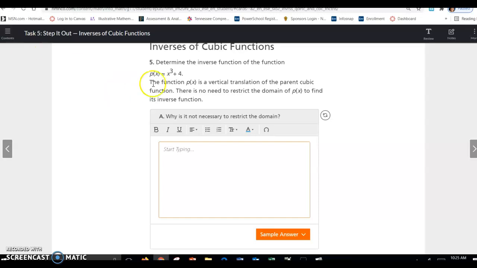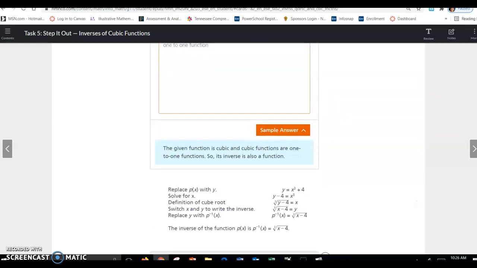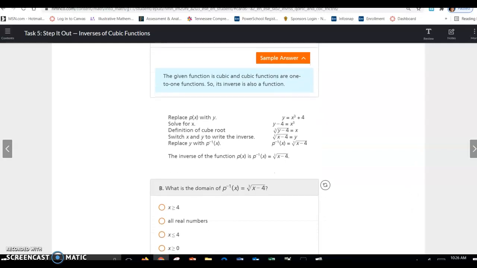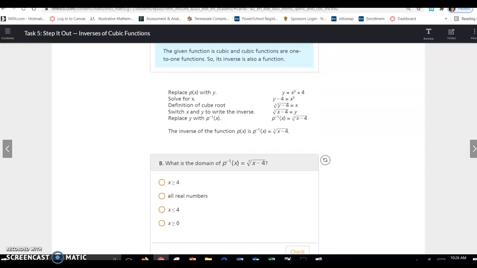All right, since this is a cubic function and the inverse is going to be a cube root function, both of those are functions. So that means it is a one-to-one function. All right, so replace p of x with y, solve for x. So you start with y equals x cubed plus 4, and when you find the inverse, you get the cube root of x minus 4.